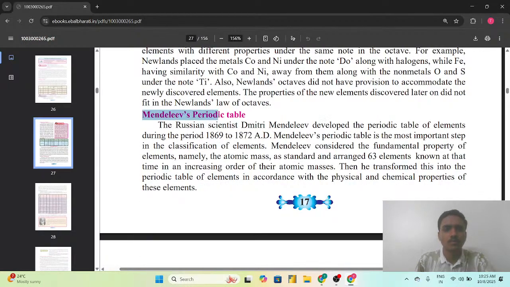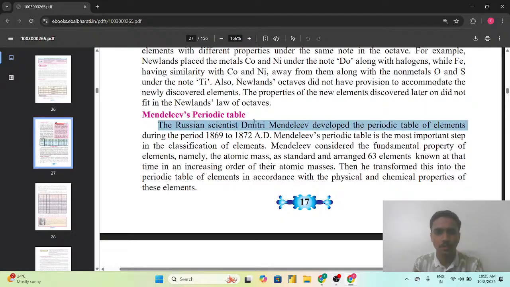So later, मेंडेलीव आए, तो चलिए देखते हैं कि मेंडेलीव ने क्या किया. The Russian scientist Dmitri Mendeleev developed the periodic table of elements during the period of 1869 to 1872 AD. Mendeleev's periodic table is the most important step in the classification of the elements. Mendeleev brought a revolutionary step in the classification. He considered the fundamental property of the elements, namely the atomic mass, as the standard and arranged the 63 elements known at that time in increasing order of their atomic masses.